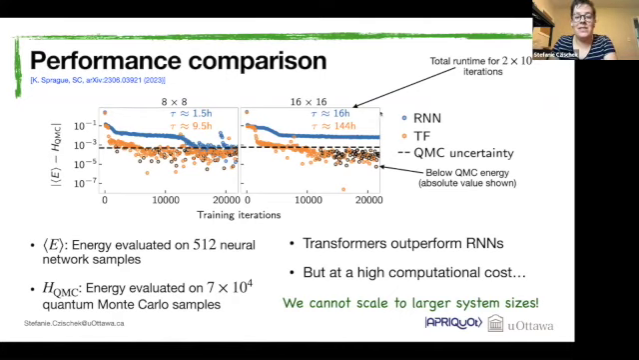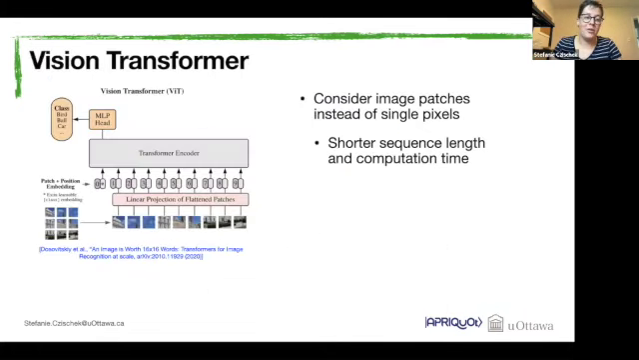And so this is a main issue. The transformer is really powerful, but it's also extremely expensive. And so we cannot really use it in this case. But of course, there has to be something to deal with this issue.